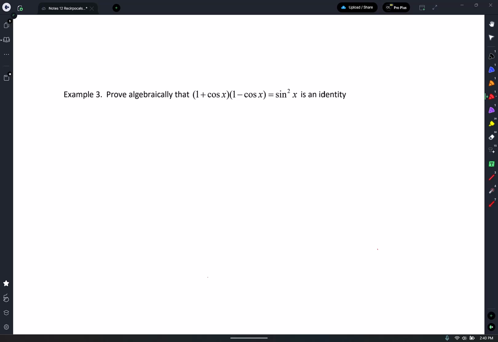Okay. Here we go. So it says, prove algebraically that 1 plus cosine x times 1 minus cosine x is, in fact, sine squared, an identity. You guys ready? All right. Start by writing this guy. 1 plus cosine x times 1 minus cosine x.